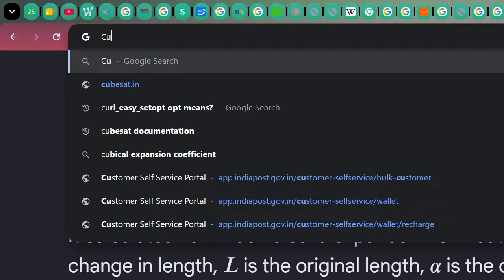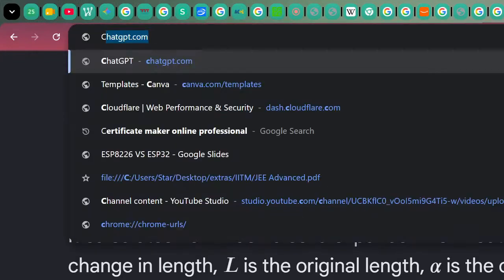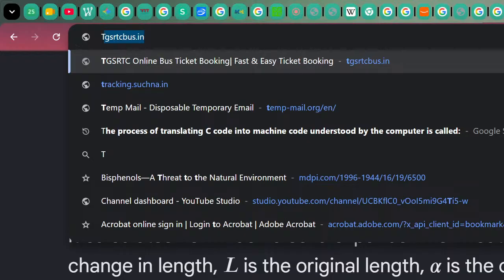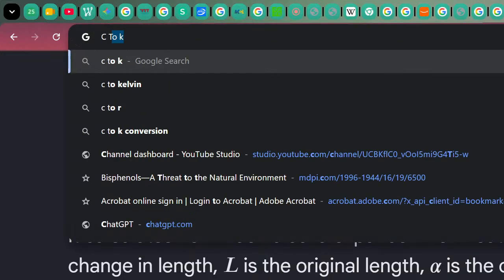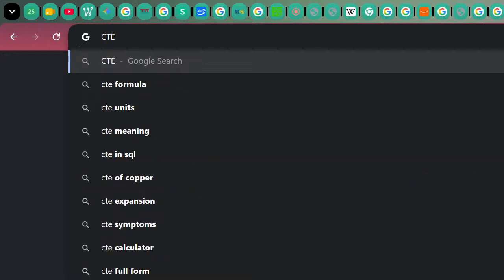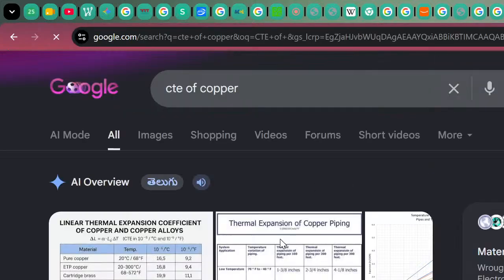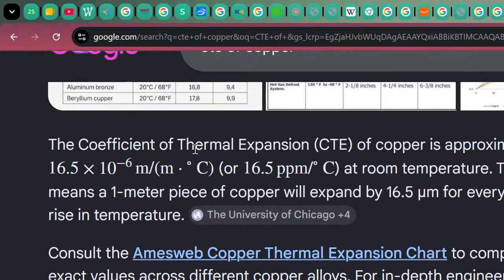For nickel, it is 13. For gold, it is 14.2. For copper, I will show you as well. The coefficient of thermal expansion, CTE of copper, is approximately 16.5 into 10 to the power of minus 6 per degree centigrade. That means this much alpha it is having.